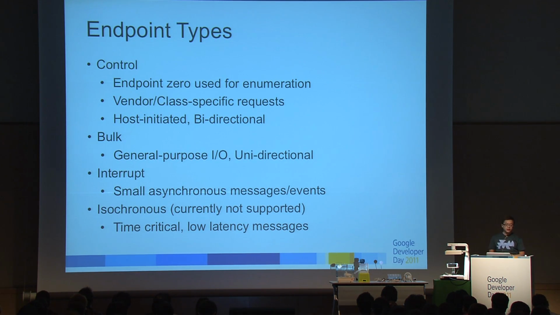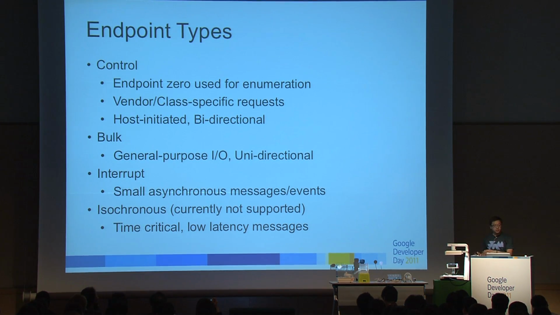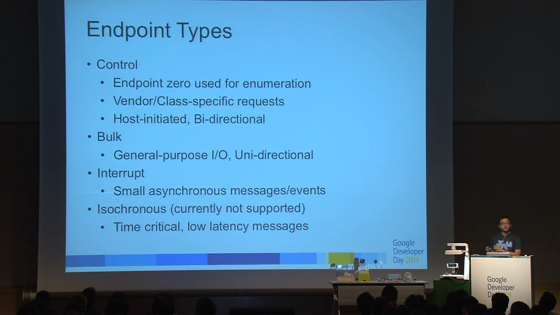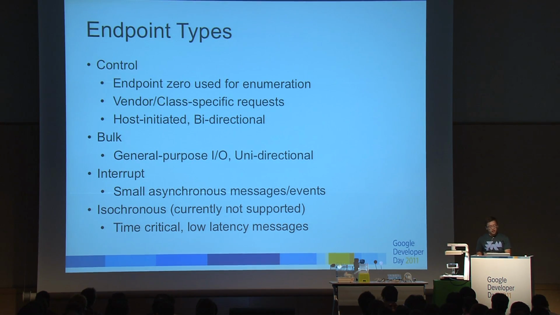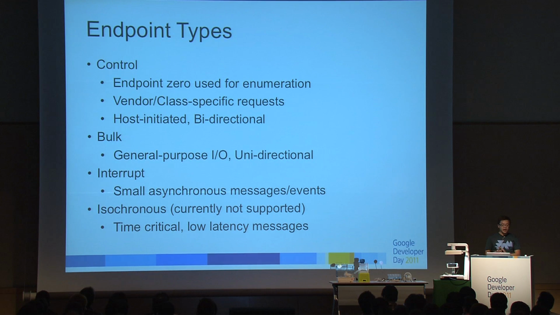So a little bit more detail about the endpoint types. Control is basically using endpoint 0, and this is usually used for enumeration. It also sends these vendor and class specific requests, and this control endpoint is always initiated by the host, and the data can be bidirectional.